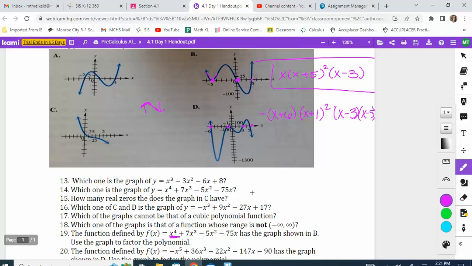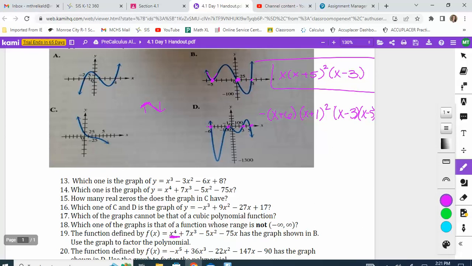On number 17, the reason there were 2, it asked which ones could not be a cubic. So B has the wrong end behavior. D doesn't work because it has 4 zeros, so it has to be at least degree 4. There were too many x-intercepts. Any questions on that? No. Then just pull that up and get out notes.